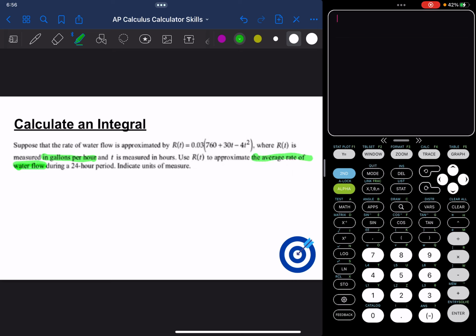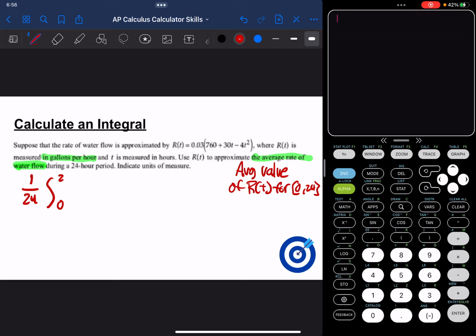That's what we want. So what we're being asked to find is the average value of r of t for the interval 0 to 24. So that means we're going to have 1 over 24 times the integral 0 to 24 r of t dt.